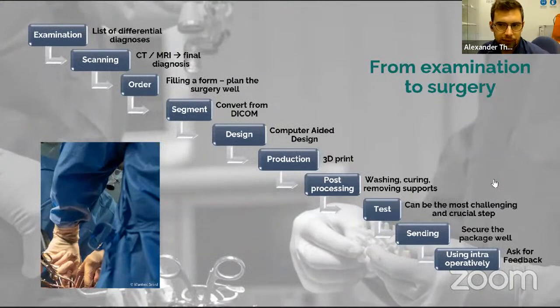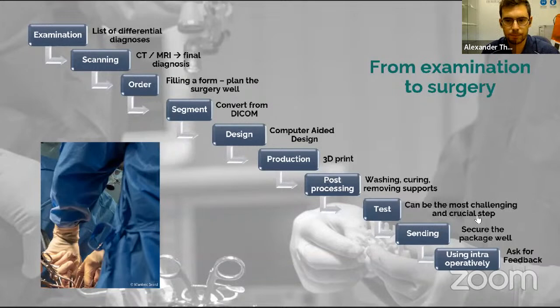So this is a step-by-step guide that I always try to follow for every case. It starts with the examination of the dog, of course, and then ends with the use of 3D guides intraoperatively by the surgeon. But the crucial starting step for a 3D printing or CAD specialist is the segmenting. So we take out the images and then design, produce, post-process, and test.